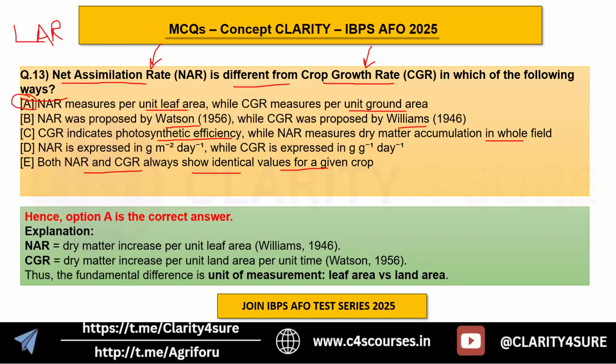Because NAR measures the dry matter increase per unit leaf area, and it was given by Williams, not by Watson. And CGR measures the dry matter per unit land area per unit time, and it was given by Watson, not Williams. Thus the fundamental difference is the unit of measurement, leaf area and land area. In this way we differentiate both. Net assimilation rate is focused on the leaf area, while crop growth rate is focused on the land area, with time taken into consideration.